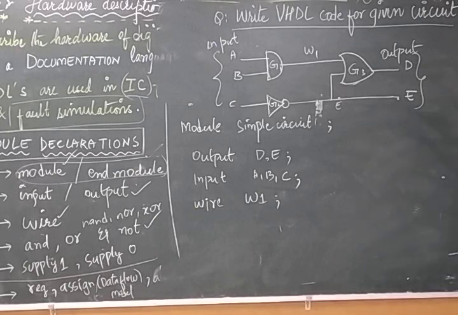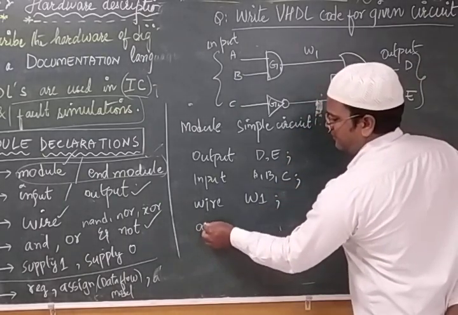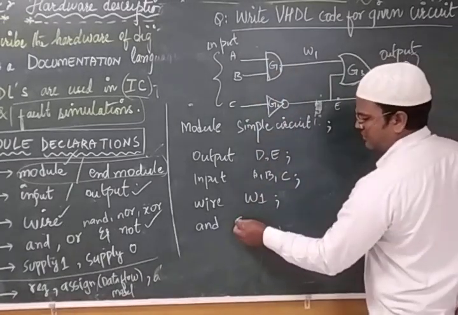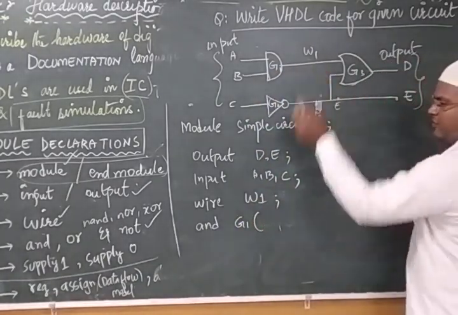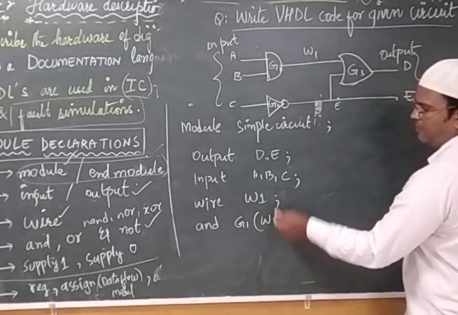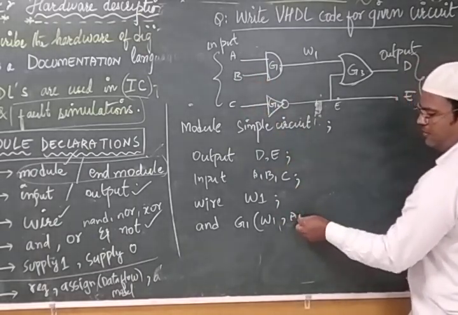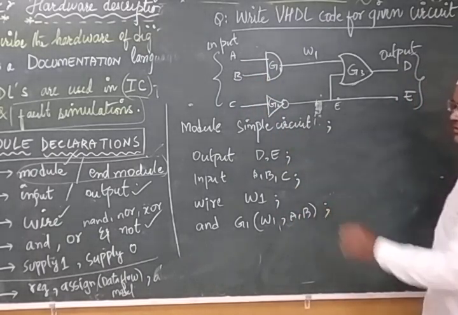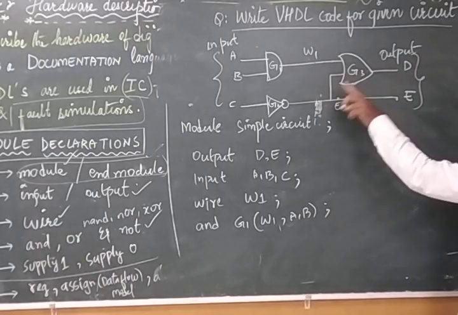What is the first gate I am using? I'm using gate 1. So for that gate 1, what is the output I'm having? I'm defining what gate 1 is, and gate 1 is G1. So G1 of output. What is the output? W1 comma, inputs are A comma B, right? This is the first gate.